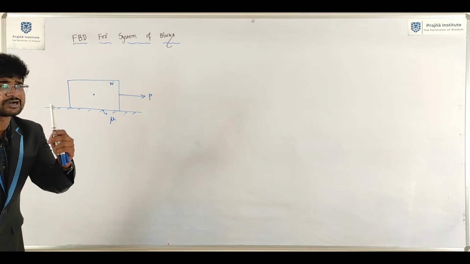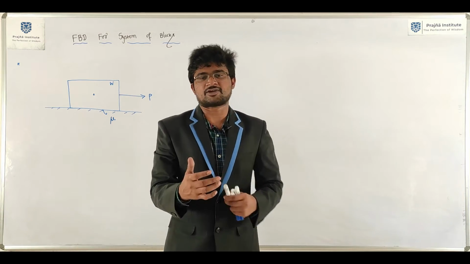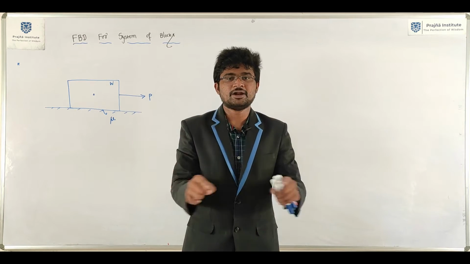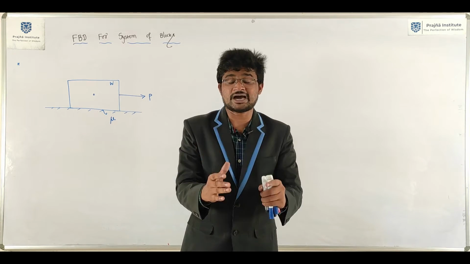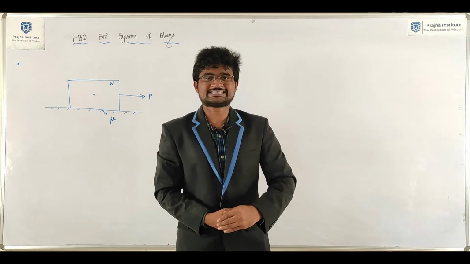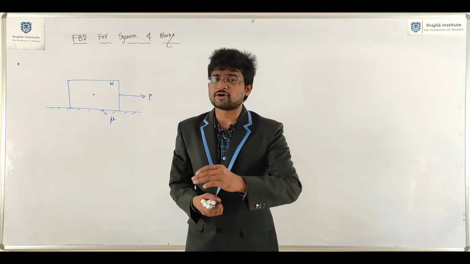Okay, first focus on the procedure. To draw free body diagrams for the blocks, we need to use the table. I have already given one table to draw free body diagrams. Here, we have 5 statements. I repeat those statements. Statement number 1: weight always acts in the vertically downward direction.